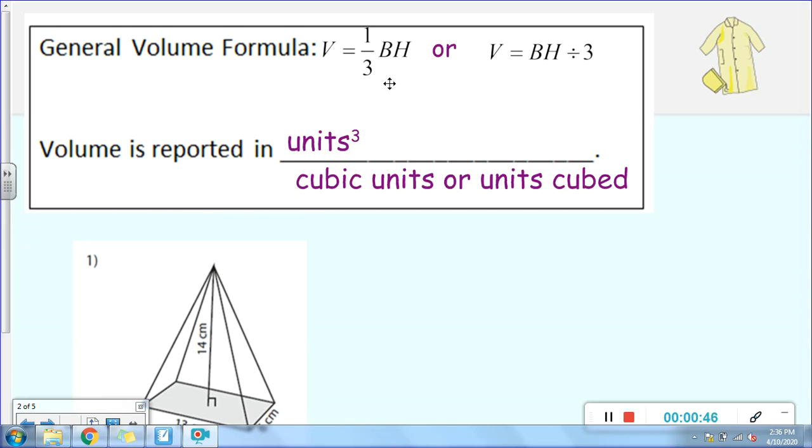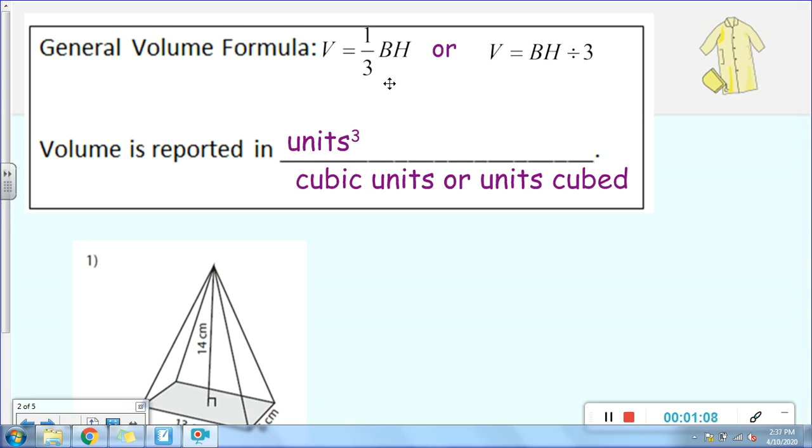All right, and then the reason for this being from that video that you just watched, where you can have 3 pyramids filling up a prism as long as the base and the height are the same. So that means then that the pyramid is 1/3 of the size of the prism.